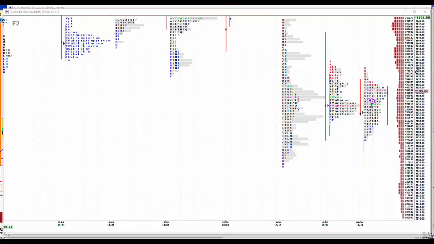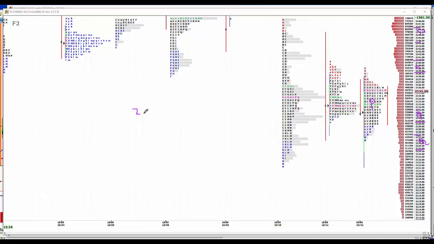So 39 to 41, sell one. 44, 46, sell two. On the buy side, last rotate down was 33, so 30, 32, buy one. 25, 27, buy two.